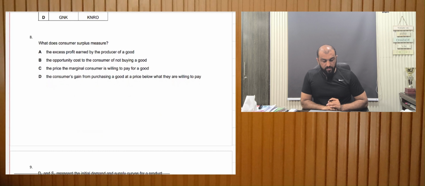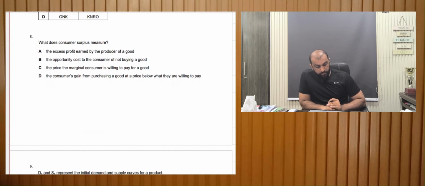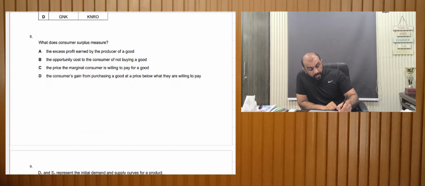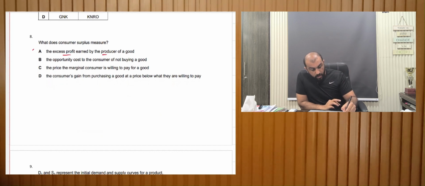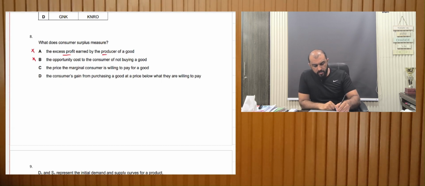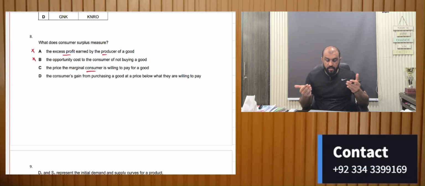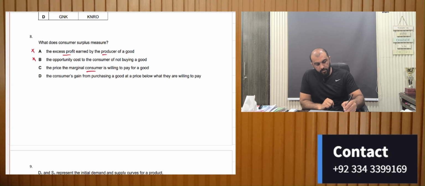Moving on. What does consumer surplus mean? It means what the customer is willing to pay minus what he actually pays. So excess profit earned by producers, that has something to do with producer surplus, not consumer surplus. Opportunity cost to the consumer of not buying the good, well, it is not that. The price a marginal consumer is willing to pay for a good. What marginal consumer means, basically, is one additional consumer. The price an additional consumer is willing to pay for the good minus what he actually pays would be the complete definition. So C is incorrect.